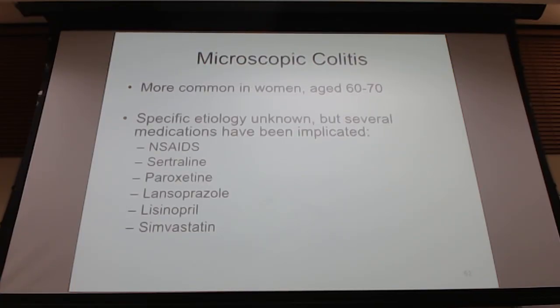This is the demographic you're looking for: women, typically from age 60 to 70. Common things being common, a lot of medications have been tied in with that. Obviously anti-inflammatories, but we also have some medications that treat depression, like sertraline, and lansoprazole. What does that usually treat? Any idea? It's irritable bowel syndrome. And then we talk about lisinopril, a hypertension medication, and simvastatin to treat hyperlipidemia.